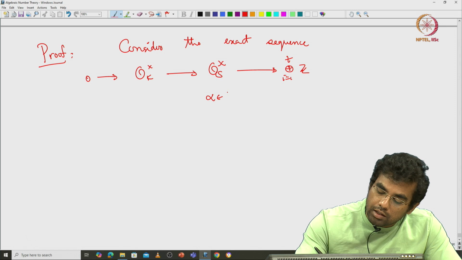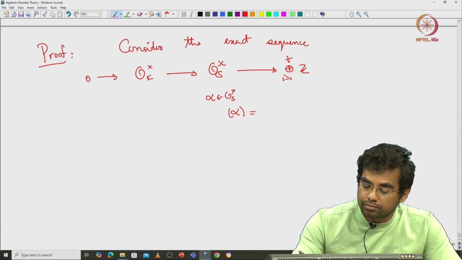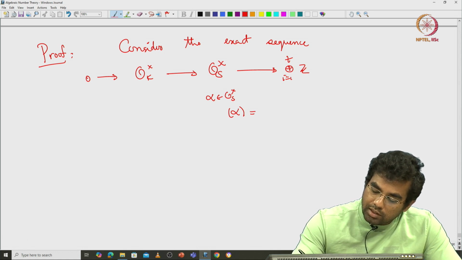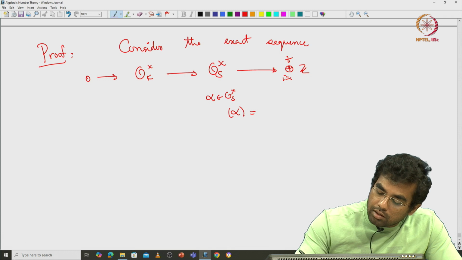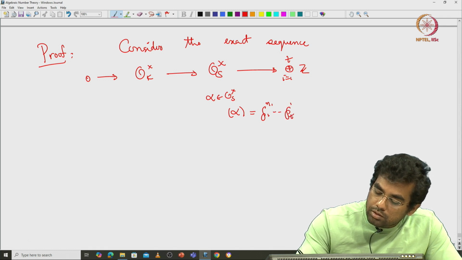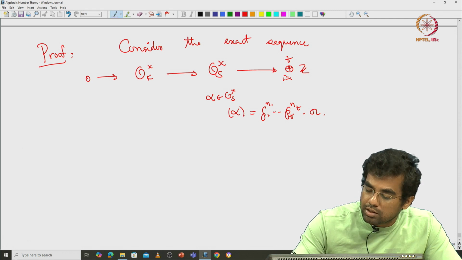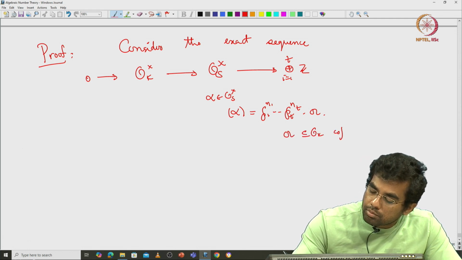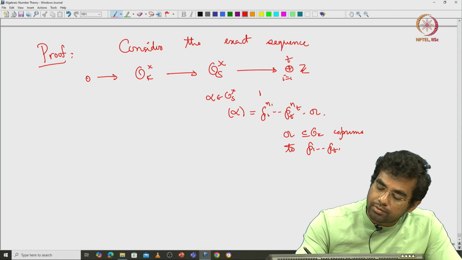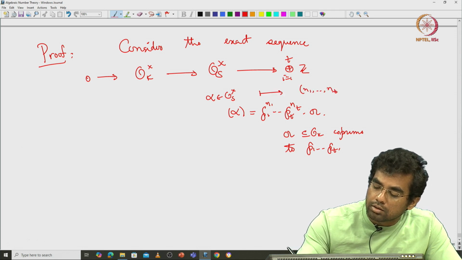Let me take alpha in O_S cross and look at the ideal generated by alpha. The numerator can have various things, but the denominators will have only primes in S. So I will write it like this: P1 to the n1 up to Pt to the nt, and then some ideal A, where A is an integral ideal coprime to P1 up to Pt. And then alpha will go to n1 up to nt.